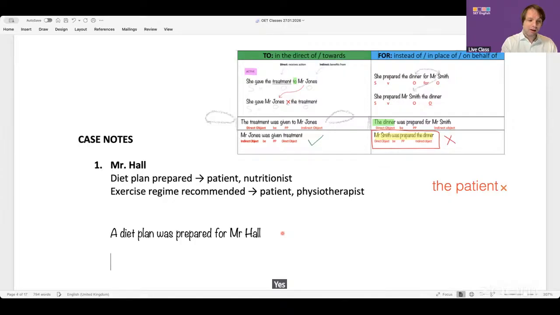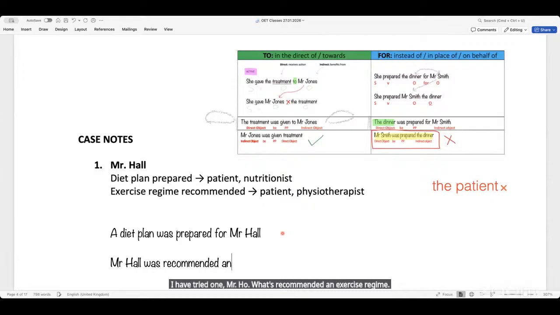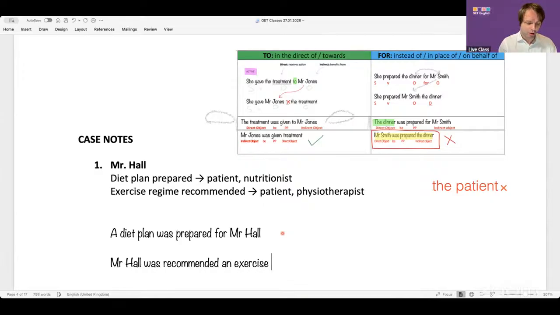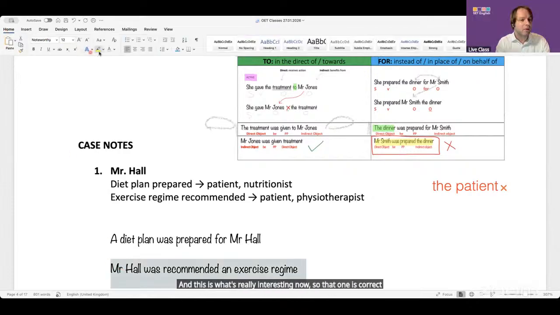Okay, indirect object, Van, or yeah, Mr. Hall. I have tried one. Mr. Hall was recommended an exercise regime. An exercise regime. What do we think, guys? Is that correct? Yes, sounds good. And this is what's really interesting now. So that one is correct. We can put that in green.